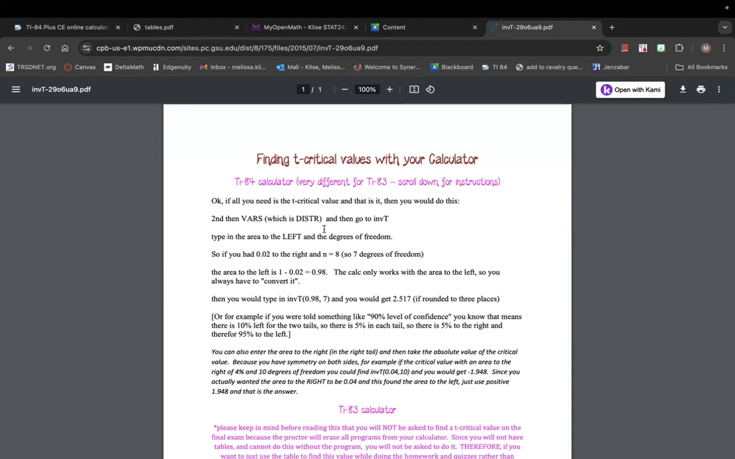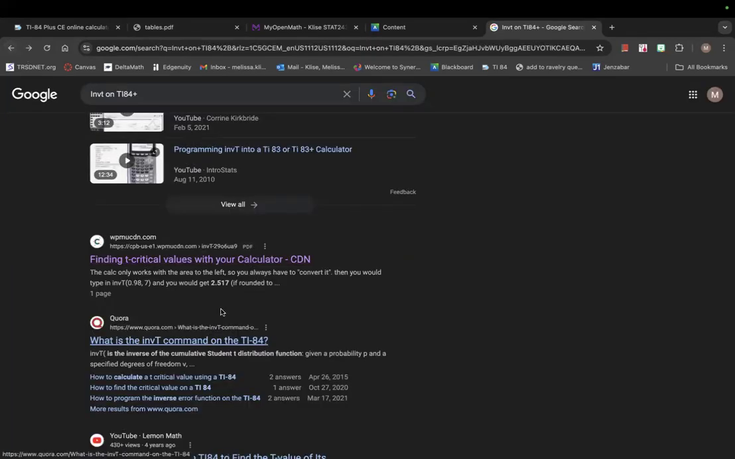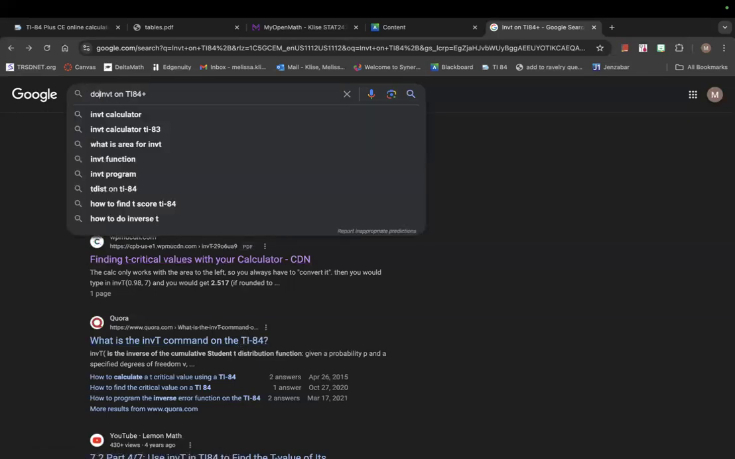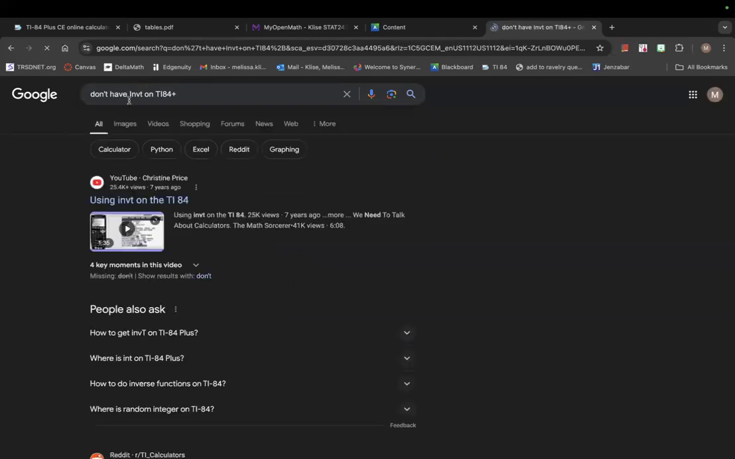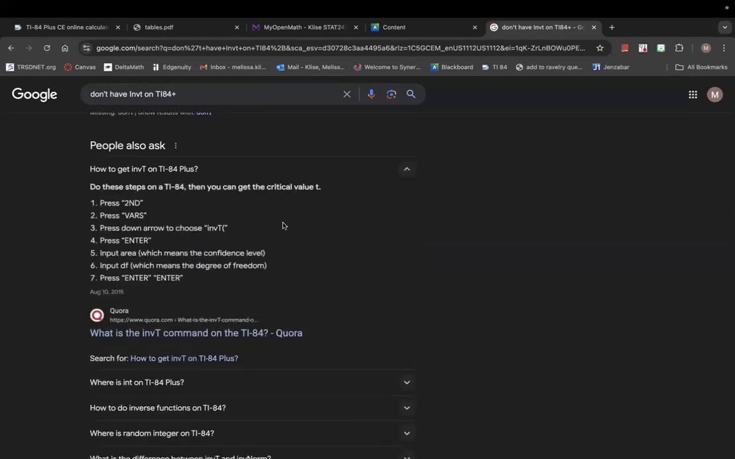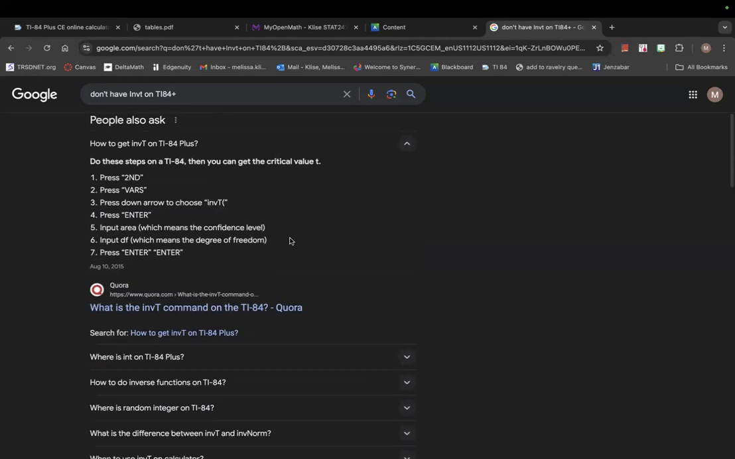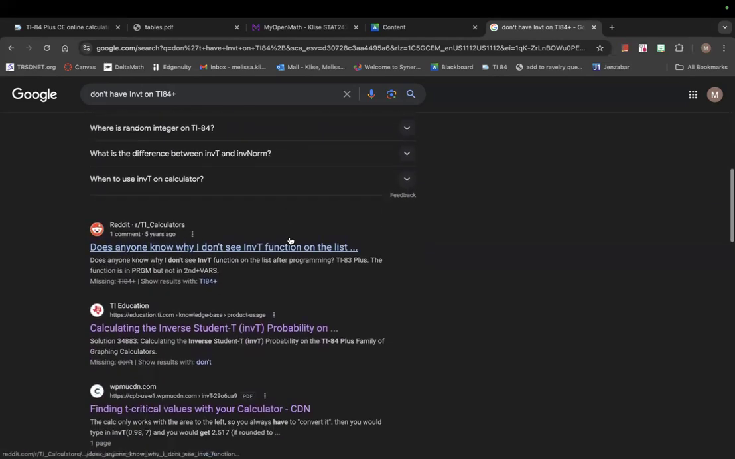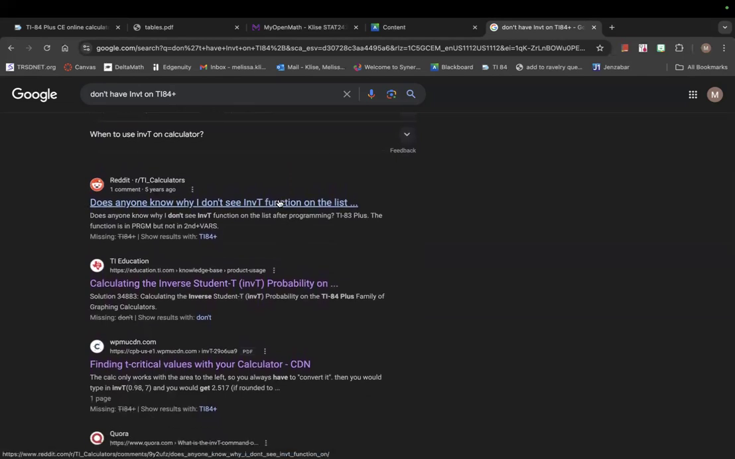It says in which distribution, go to inverse T. So I'm going to have to, wait, I don't have inverse T. You might just have to use the... okay, yeah, but it's not anywhere lower on the list. Yeah, there's like, keep going round and round.